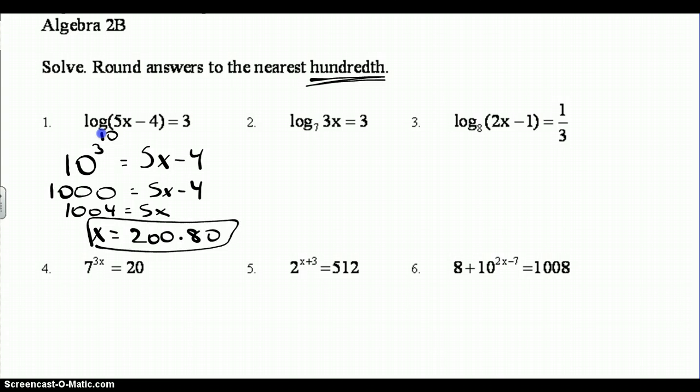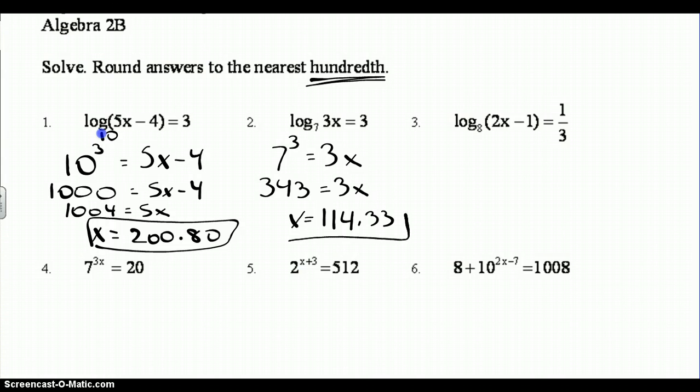Okay, number 2. This one is given a base. We have base 7. So I'm going to do the same thing. Rewrite in exponential form. So I have 7 to the third power equals 3x. And now I just solve. 7 to the third is 343 equals 3x. 343 divided by 3, x equals 114.33.